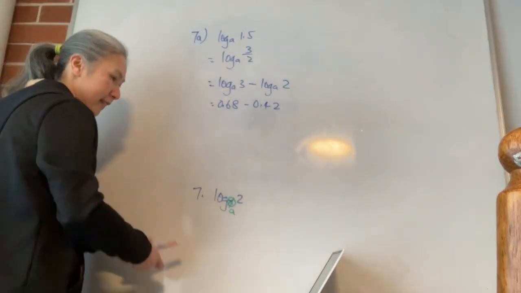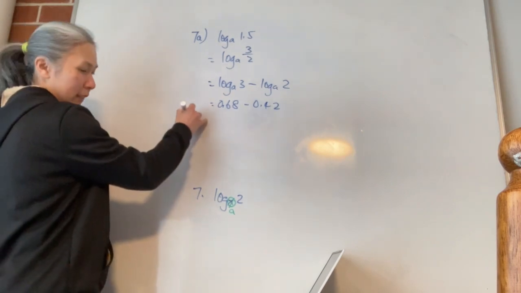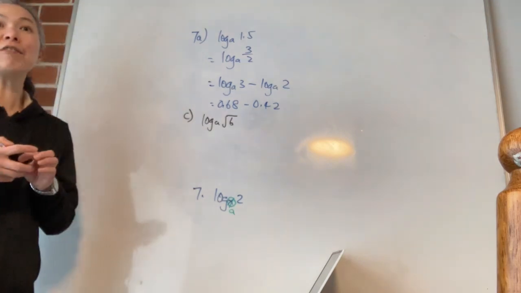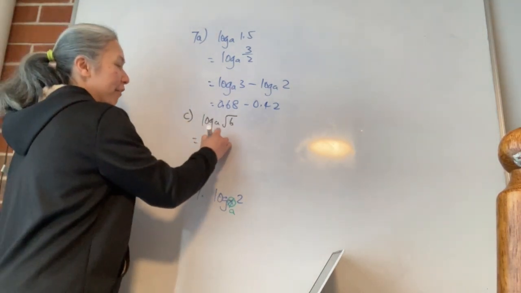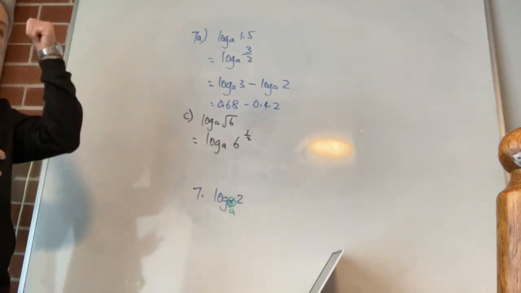Okay, if you look at question C, you have log A of root 6. The really first one is the root. Change it to a half, right? So you are going to have log A of 6 to the power of a half. And a half, you can move it to the front.